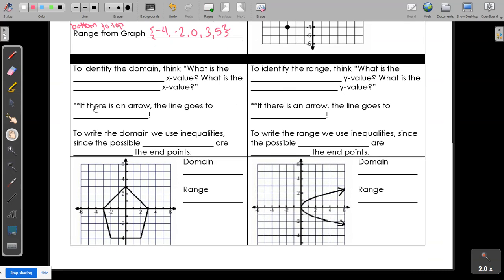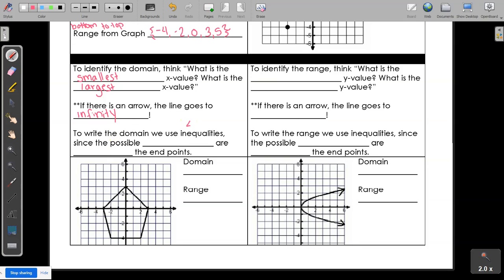So to identify the domain, a way to think about it when it's on a graph is: what is the smallest x value, and what is the largest x value. And this is when it's on a graph as lines. If there's an arrow, then the line goes on and on and on, and we call that infinity. So to write the domain, we use inequalities.